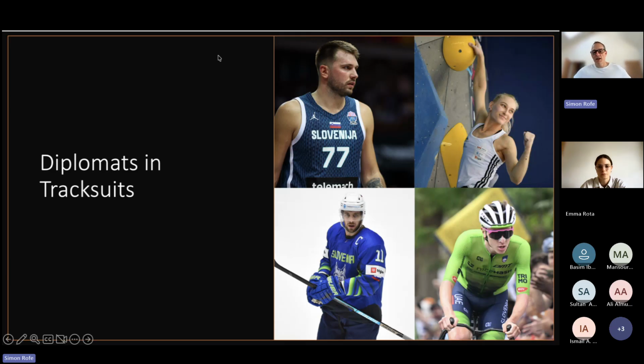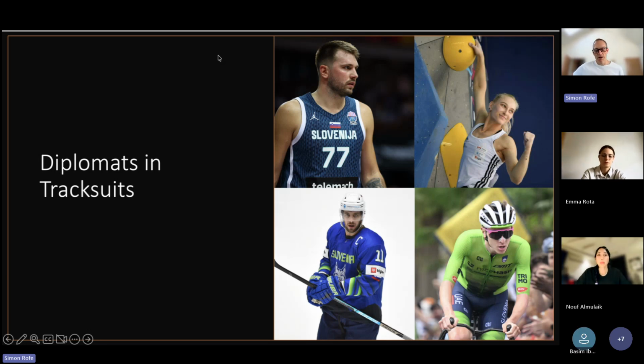We see the double Olympic world champion in bouldering. We see the former Slovenian captain of an NHL Las Vegas team. No, Las Vegas. I've lost the name of the Las Vegas team. Anyone help me? In the NHL. He played for them. And Tadej Pogacar, who's about to begin the defense of his Tour de France title.